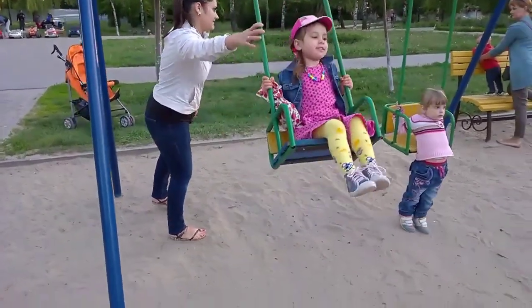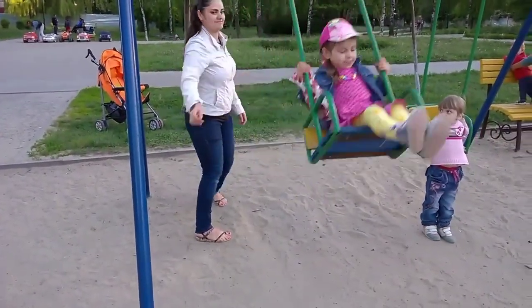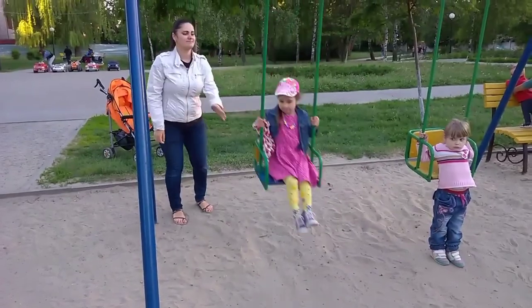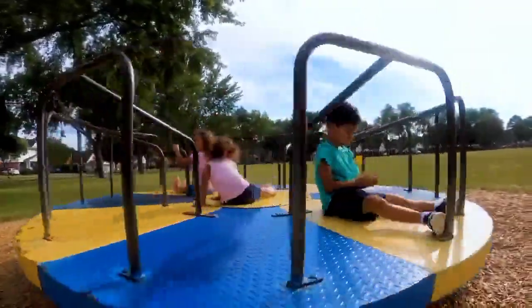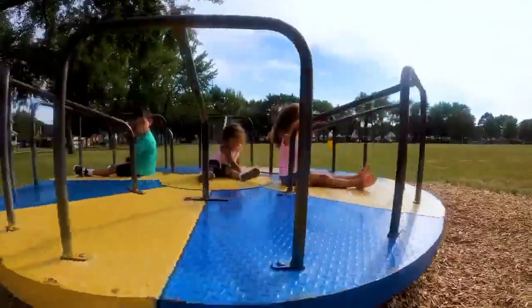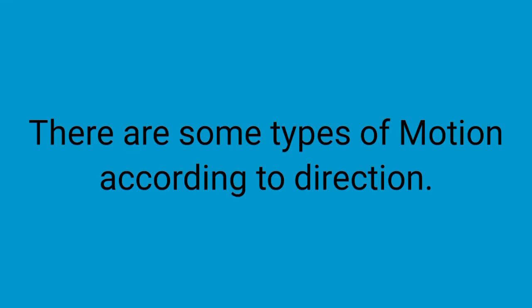You can see that the swing moves in a back and forth direction. It is also known as to and fro direction, or merry-go-round, in which it moves in a circular direction. So there are some types of motion according to direction, like circulatory motion, oscillatory motion, linear motion, random motion. So these are the types of motion.